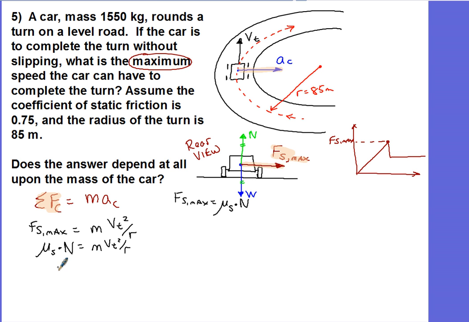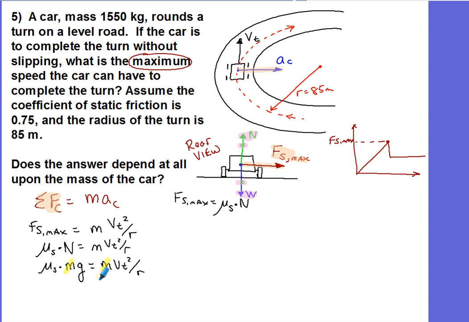In this case here, I see that n and w are the exact same value. So let's go ahead and replace n with the equation for weight. Now that doesn't always happen, but in this case we can do that. So mu sub s times mg is equal to m v tangential squared over r. That makes it really nice. I see that the mass of that car ends up reducing out.